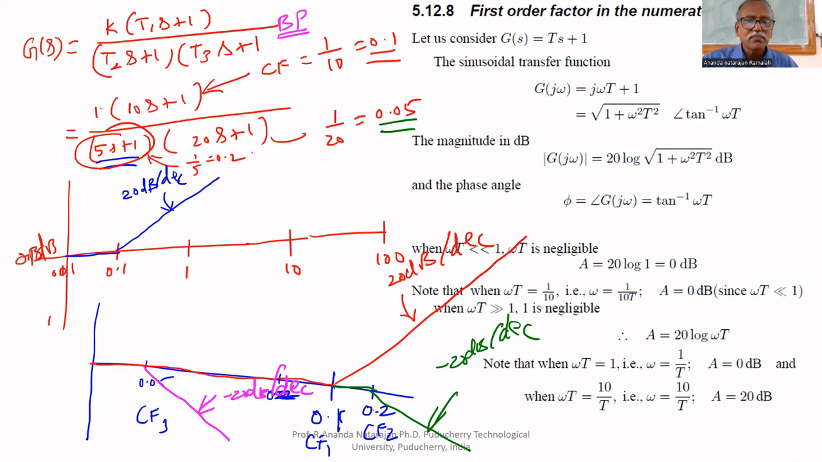This is for the third factor, this is for the second factor, this is for the first factor. All the plots we have drawn separately, but we have to combine all these together. Here it goes up to infinity. This also goes up to infinity. We have to add all these together.